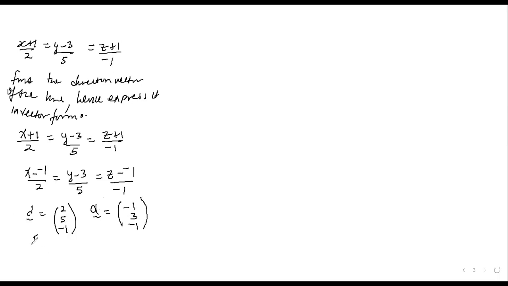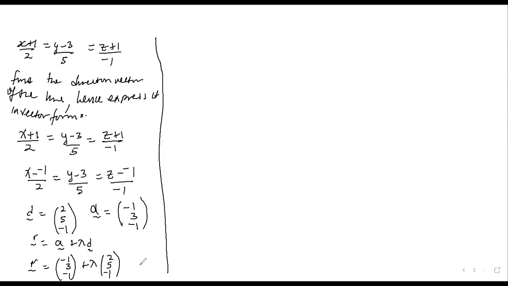Therefore, the vector equation of a line is got from A plus lambda D. Thus, r will be negative 1, 3, negative 1 plus lambda times 2, 5, negative 1. So this is the vector equation of the line. Let me see if I can get another better one for extraction.